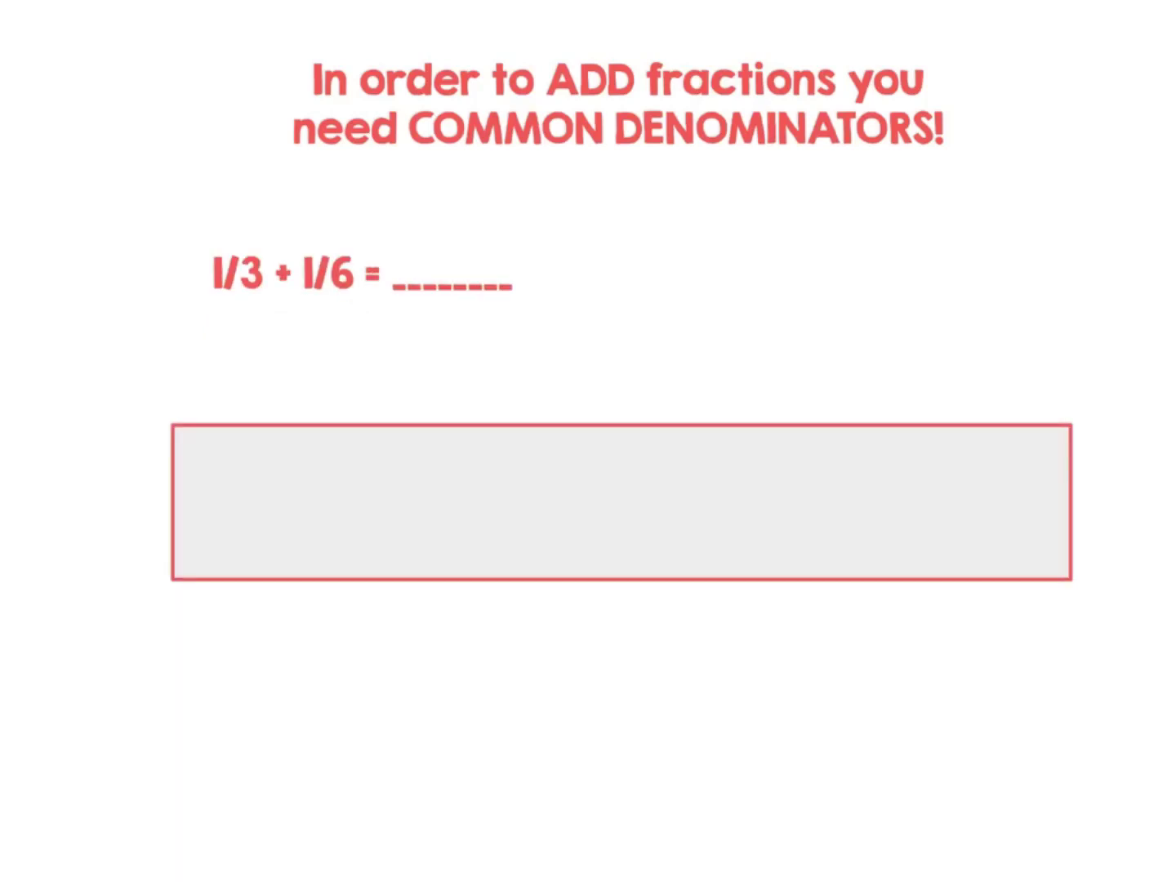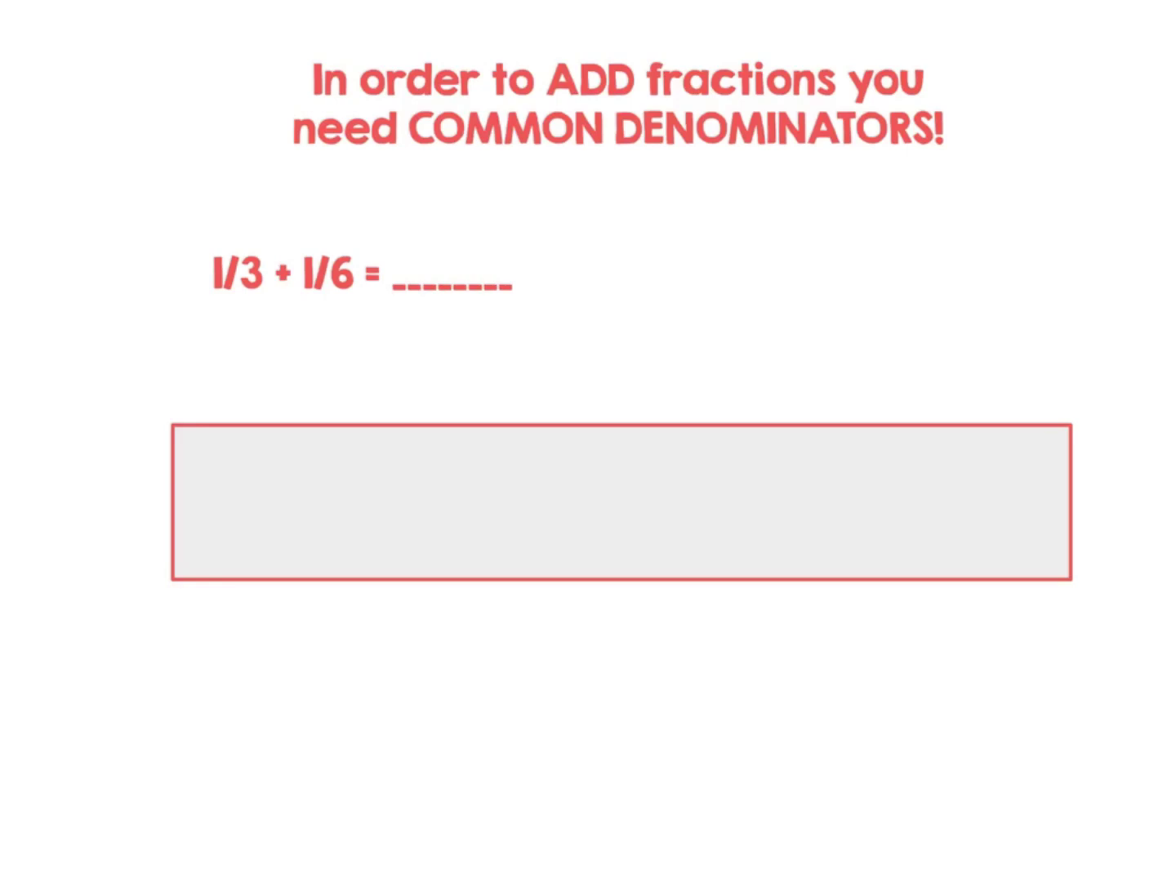All right, so I know that in order to add fractions, I need common denominators. I realized that I have 1/3 plus 1/6. Unfortunately, I don't have common denominators, but I can make common denominators. I'm going to do that by modeling on my tape model, and I'm going to show you the equation I use. The first thing I need to do is represent my 1/3.